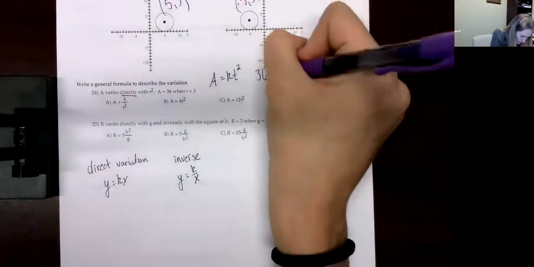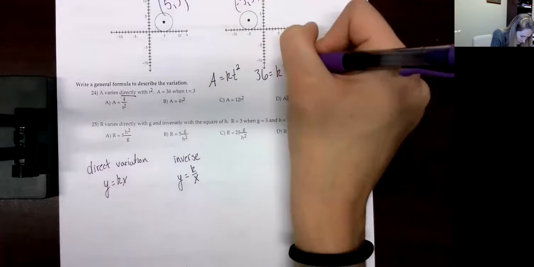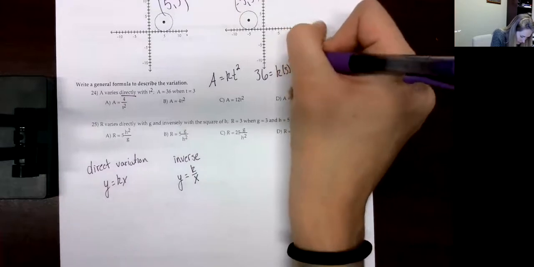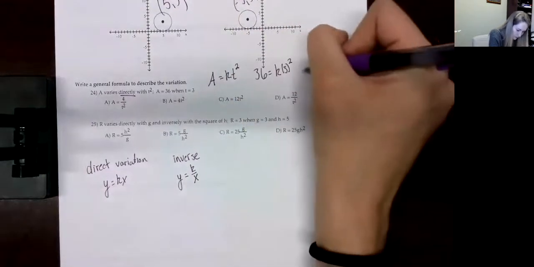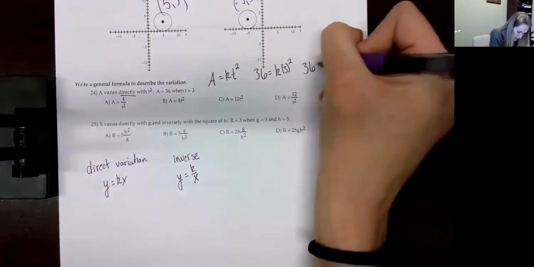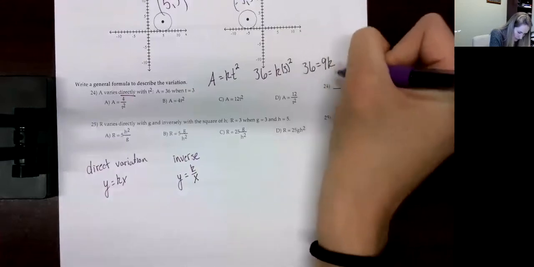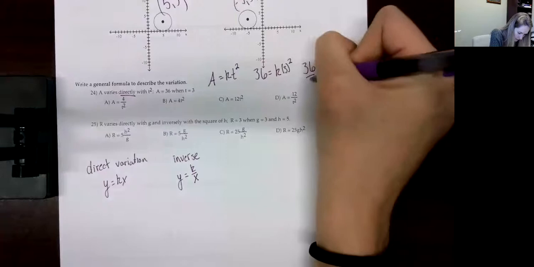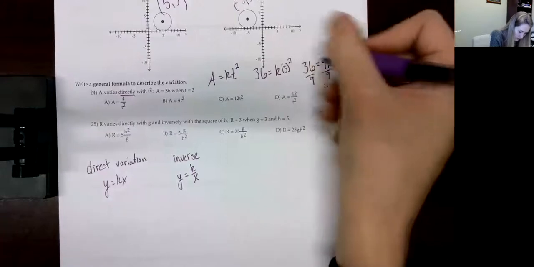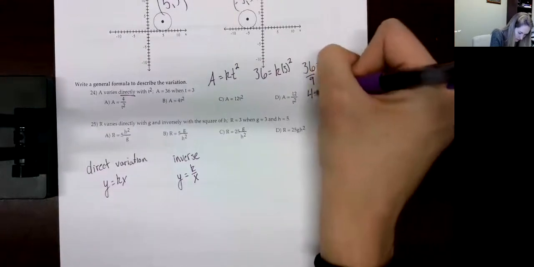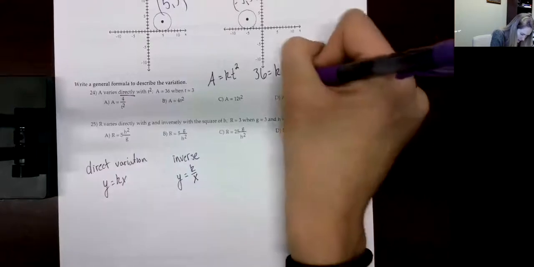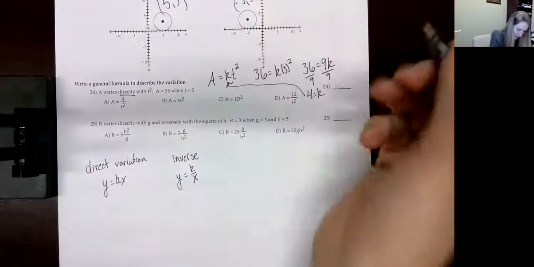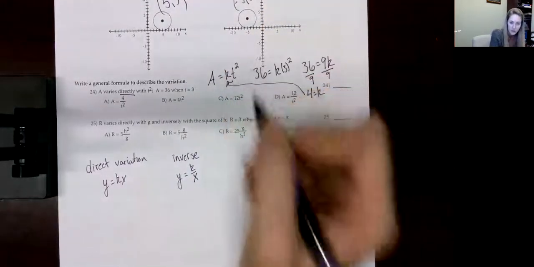So A equals, so we have 36 equals k times 3 squared. So 36 equals 9k. Divide by our 9. So 4 equals k. Take this and put it back here. So A equals 4t squared.